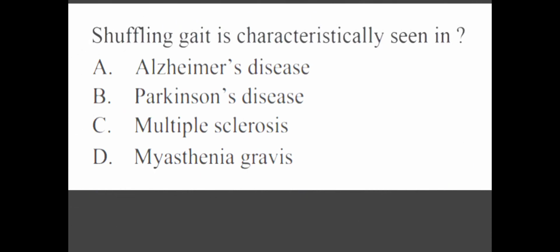Shuffling gait is characteristically seen in A. Alzheimer's disease, B. Parkinson's disease, C. Multiple sclerosis, D. Myasthenia gravis. And the correct answer is B. Parkinson's disease.